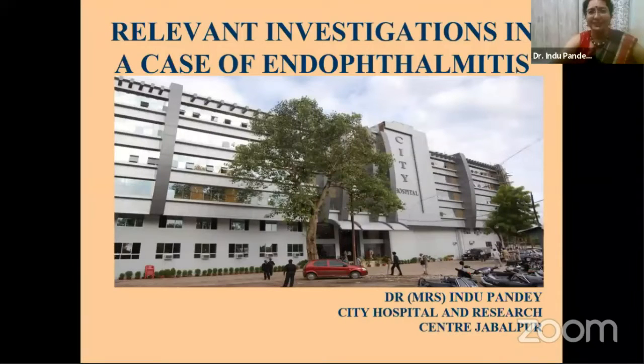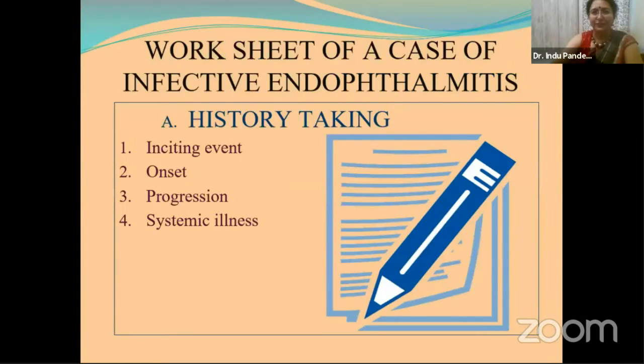So I will be speaking on the relevant investigations in a case of postoperative endophthalmitis. Now, what should the worksheet of a case of endophthalmitis look like? History taking is of paramount importance. The inciting event, the onset, whether fulminant, acute, or chronic, the progression, any associated illness like uncontrolled diabetes, chronic debilitating diseases, immunocompromised status, all should be noted.